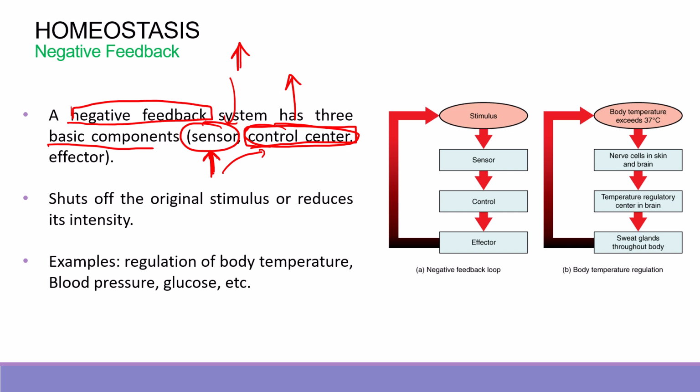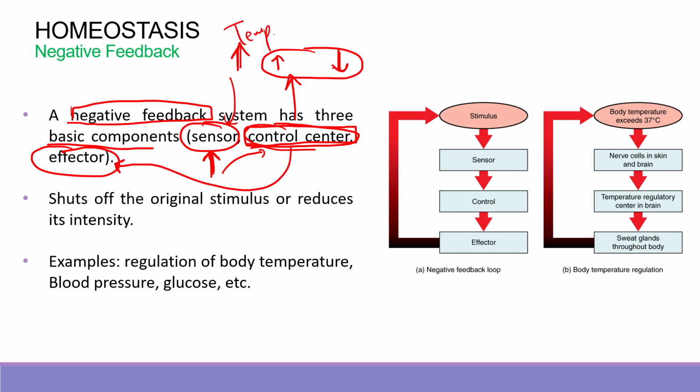So if the problem is that the temperature is going too high, the control center is something that will decide, okay, the temperature is high, we need to fix it, and we need to bring the temperature down. That is the thinking part of the negative feedback loop, the control center. And then the effector, which is the third component, is the way the control center will activate or stimulate to generate a change. So it's better to understand this if we use examples.